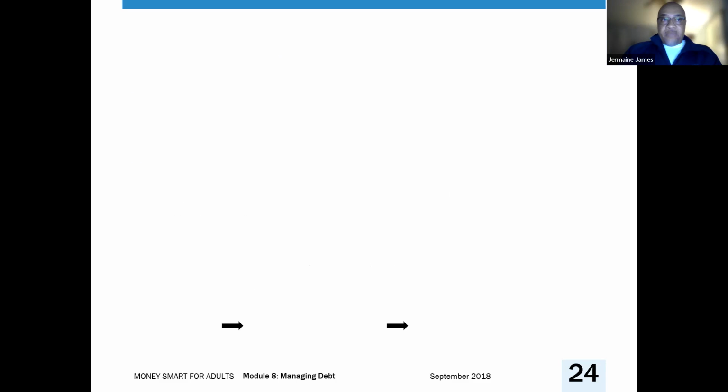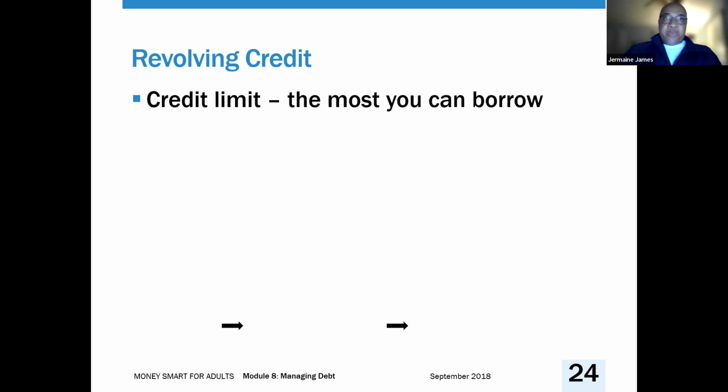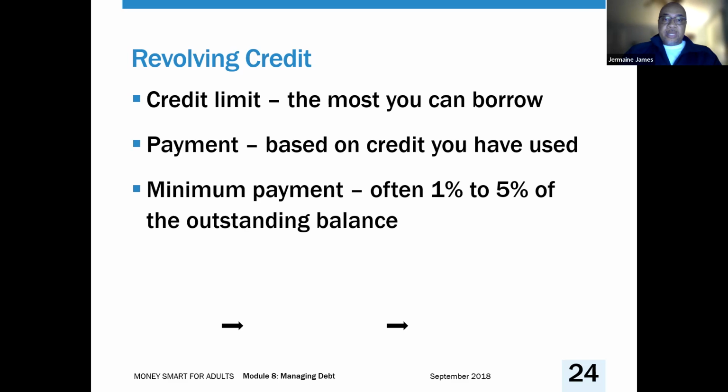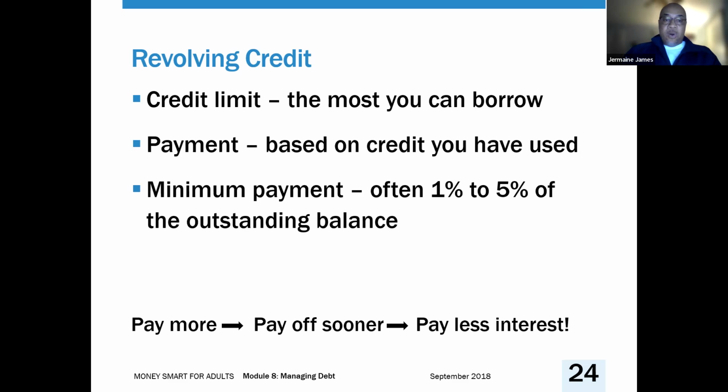When we think about revolving credit, right? When we think about credit, the most you can borrow is based on the credit you have used. The minimum payment is often 1 to 5% of the outstanding balance, right? And the goal, of course, is to always pay more and pay off sooner to pay less interest.